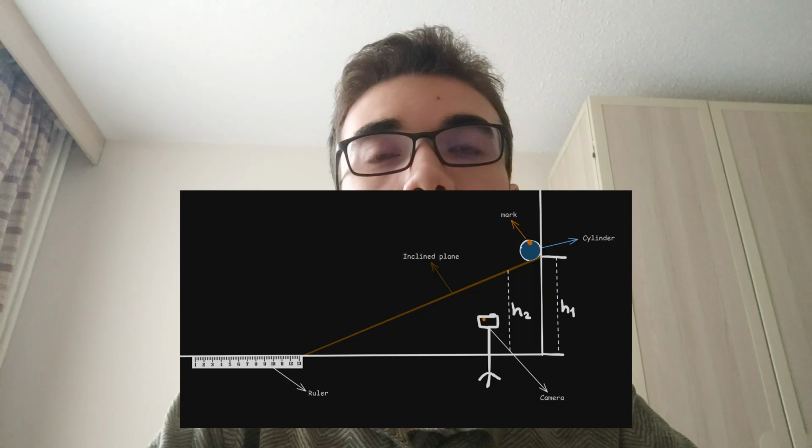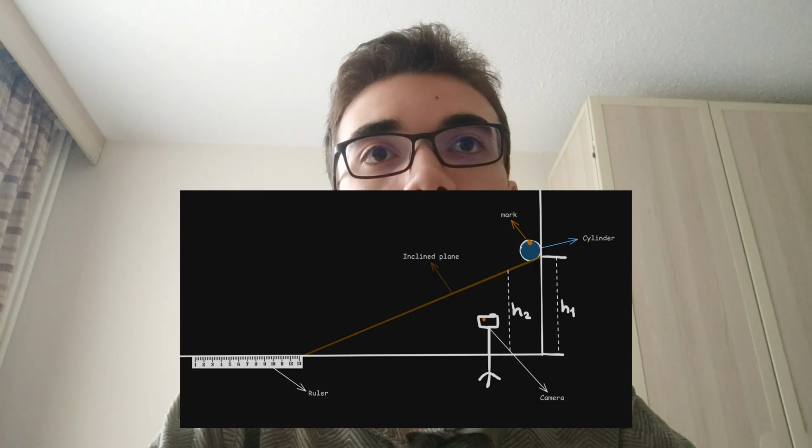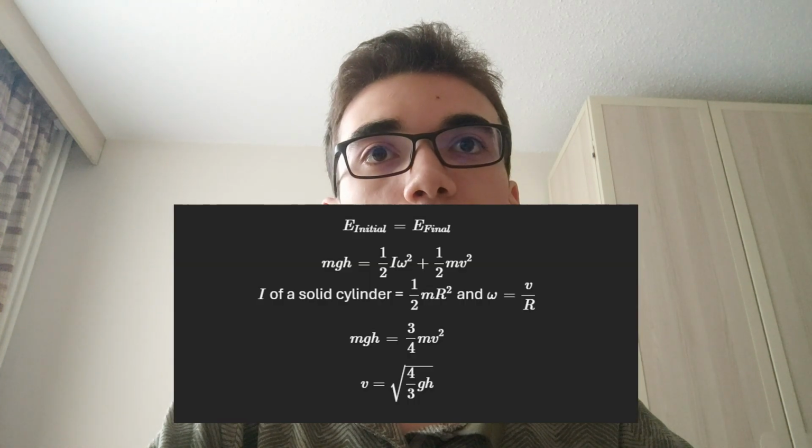My project has two main parts. The first part consists of releasing a solid cylinder from an initial height on an inclined plane and recording its motion simultaneously. After that, with the video we recorded, we can measure the average velocity of the cylinder and compare it with the theoretical values which can be obtained by conservation of energy.